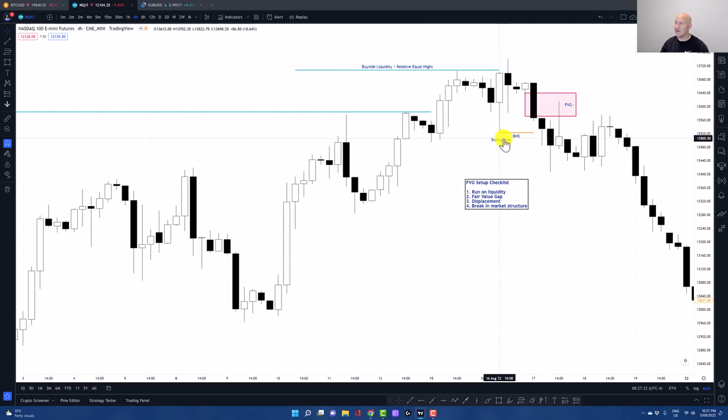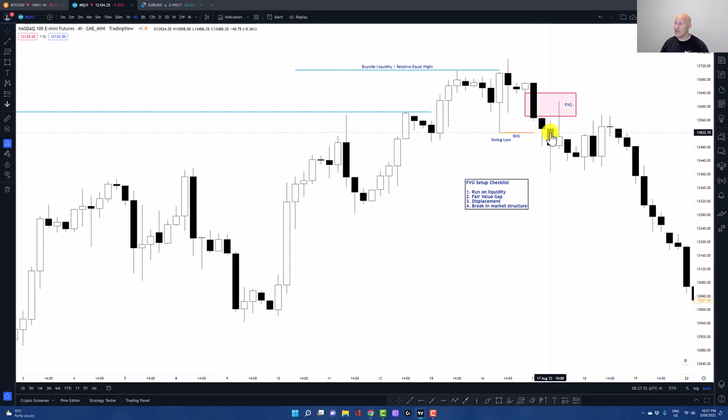So again, it's a 3 candle pattern. We have the middle candle, the low of that candle is lower than both the first and the third candle. So this displacement breaks market structure, it breaks the swing low pattern before trading back up into that fair value gap and then trading lower. So that's the other 2 points on our checklist, our displacement, and then our break in market structure just there.